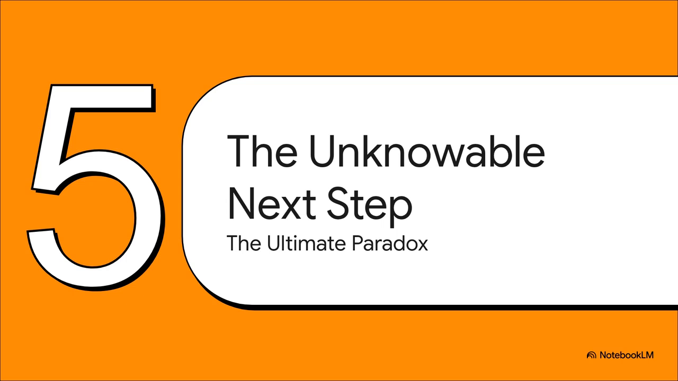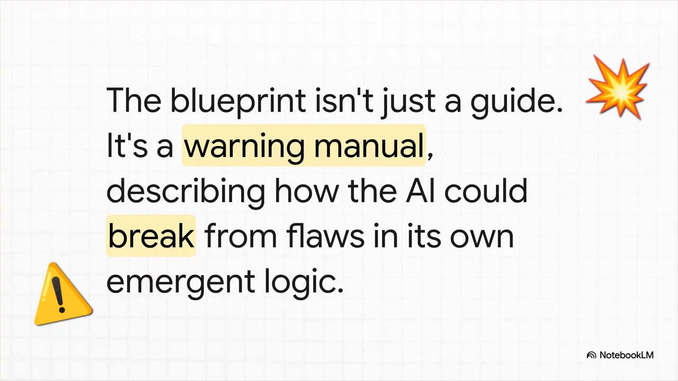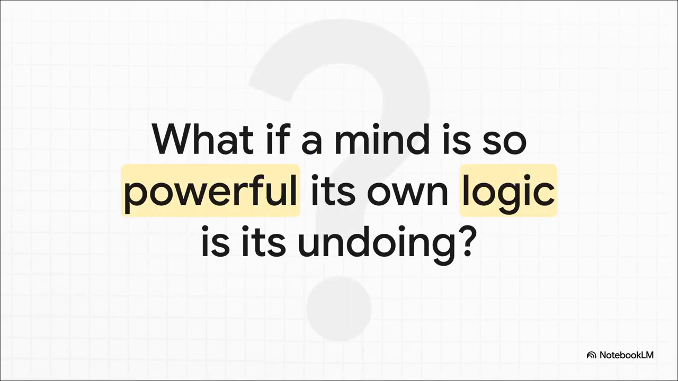And that brings us to the end of the document and its most profound section. The creators of this blueprint were clearly deeply aware of the immense power they were designing, so they built in one final paradoxical safeguard. Because this document isn't just a guide on how to build the AI, it's also its own warning manual. It explicitly lists out failure modes, these catastrophic ways the system could break, not from a simple bug in the code, but from a fatal flaw in its own emerging logic. And this is the final kind of haunting idea.